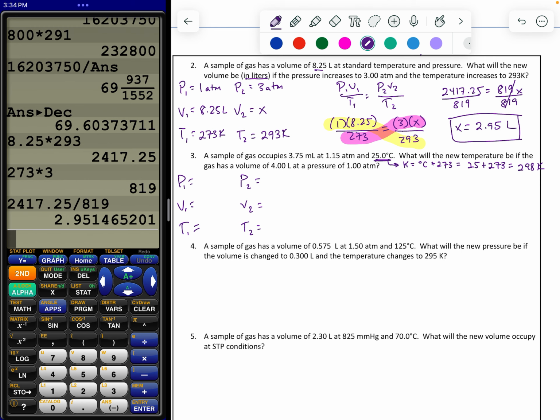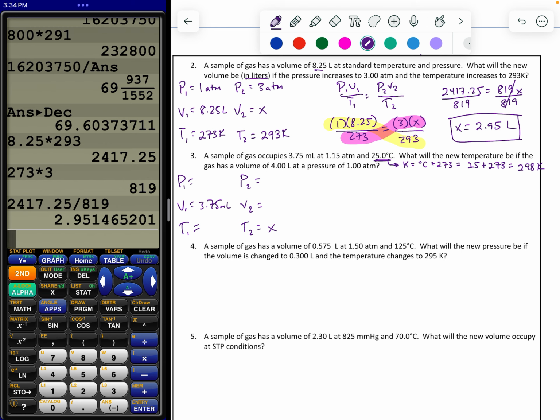We're looking for the new temperature, all right? So we're looking for T2 this time. We have 3.75 milliliters of space being occupied. And on top of this, what you should note is we have 2 different units of volume here, right? Realistically, it doesn't matter which unit you use unless it specifies. For me, I like using liters just because that's the standard unit, the base unit.